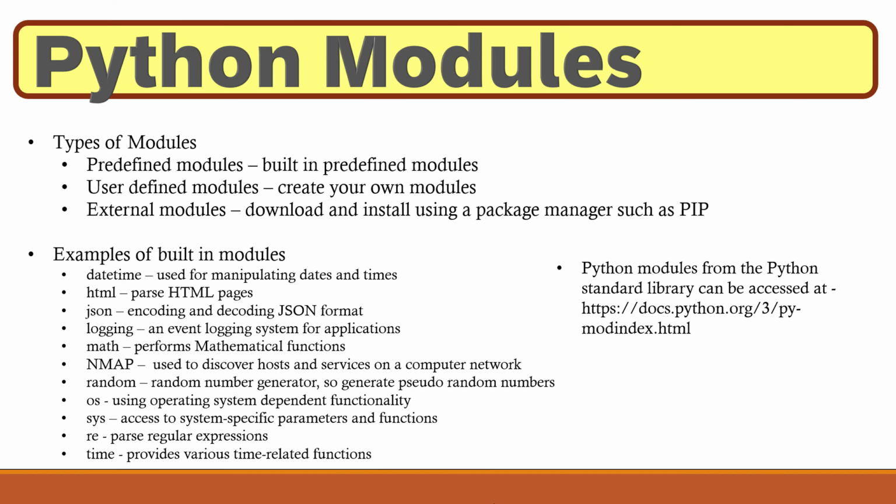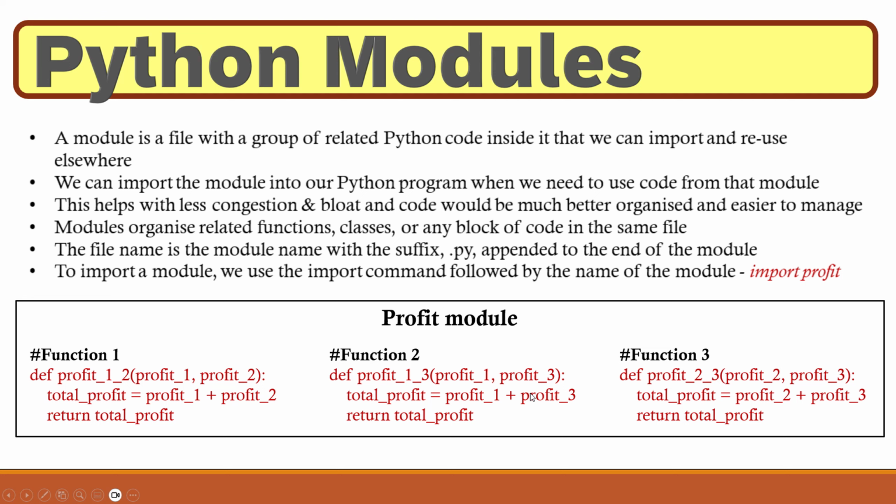Now, if I wanted to work out the total profit for profit 1 and profit 2, I would run function 1, which is the total_profit, which is profit_1 plus profit_2, and this would give me the result of profit 1 plus profit 2. But if I wanted to work out the total profit for my online business 1 and online business 3, I could use function 2, which is profit 1 plus profit 3. And then function 3 does online business 2 and online business 3, so profit 2 plus profit 3. So let's have a look at these three functions, how we add it into a Python module, and then we can import it into our main Python program so we can utilize the functions.